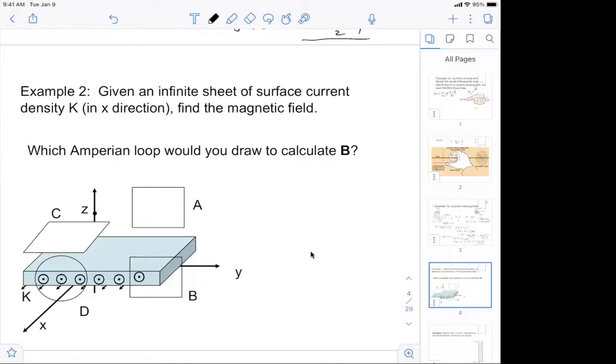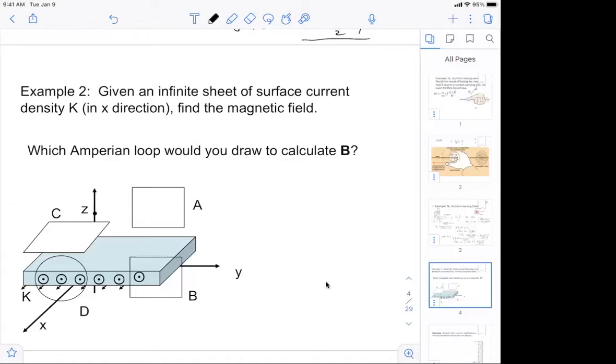This is our result. Yes, to find B, we need to draw a loop, and it's not the enclosed current, it's the current flowing through the loop, right? So your loop should cut across the source. So obviously, B and D will be useful in that regard. Now the question is, what kind of shape do we draw? In order to figure out what shape to draw, we need to know in what direction B is. So do you still remember for this kind of distribution, what direction our B field is?